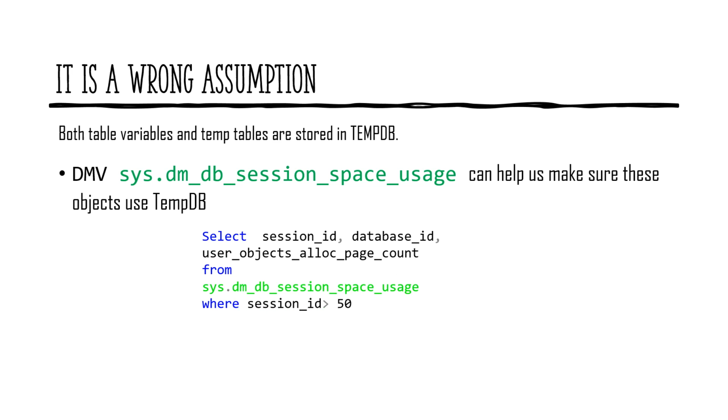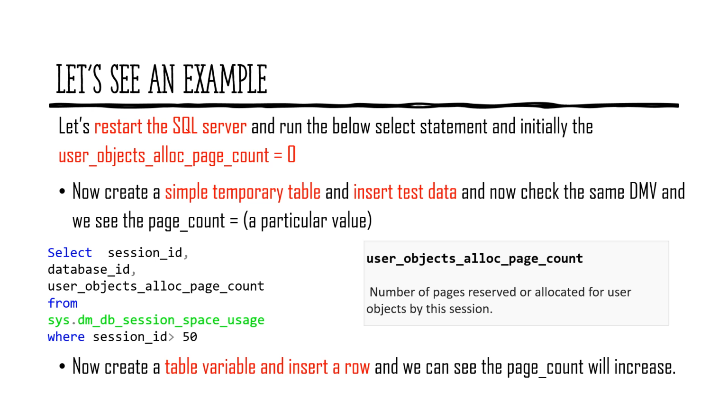And here is the query that we would be using with our example. Firstly, we will have to restart our SQL server, then run this particular select statement that's going to give us the session ID, database ID, and the user object allocation page count. This is the particular column that we are interested in, which shows us the number of pages reserved or allocated for user objects by this session.